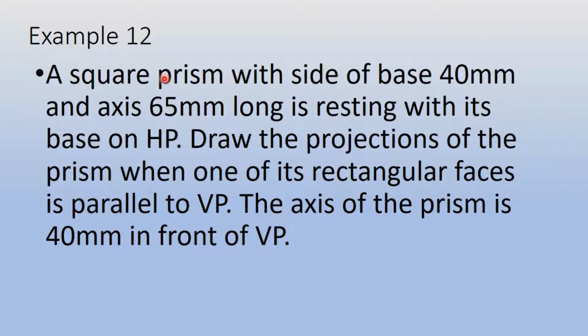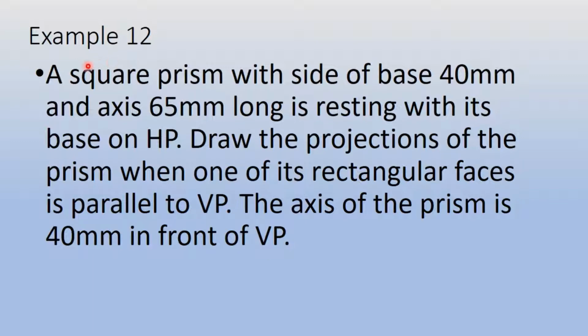Example number 12. A square prism with side of base 40 mm and axis 65 mm long is resting with its base on HP. Draw the projections of the prism when one of its rectangular faces is parallel to VP. The axis of prism is 40 mm in front of VP.